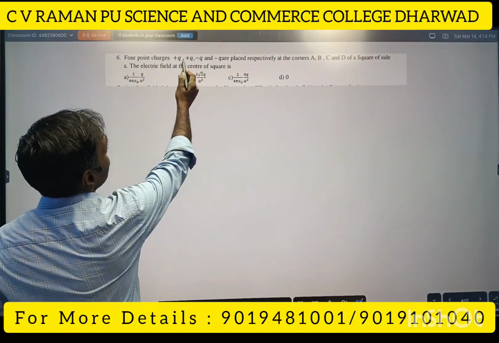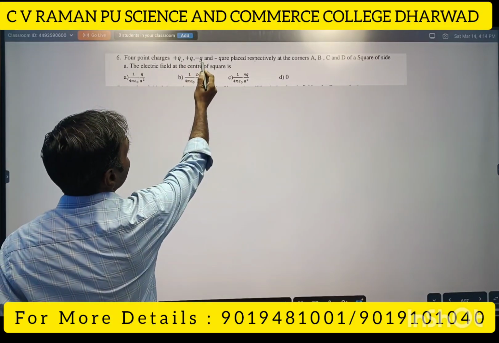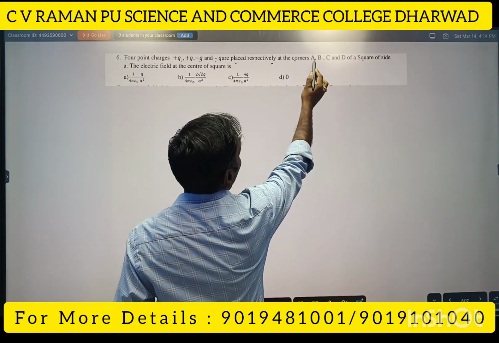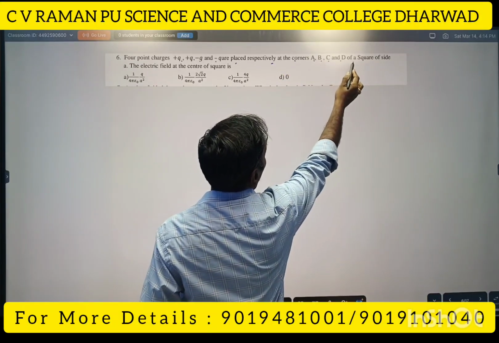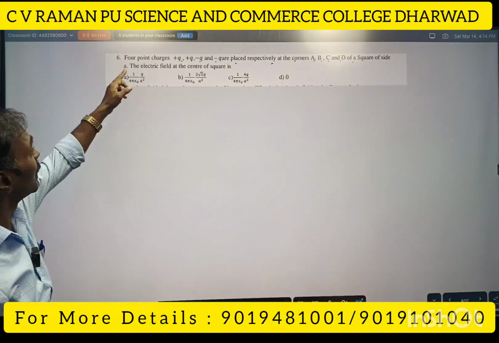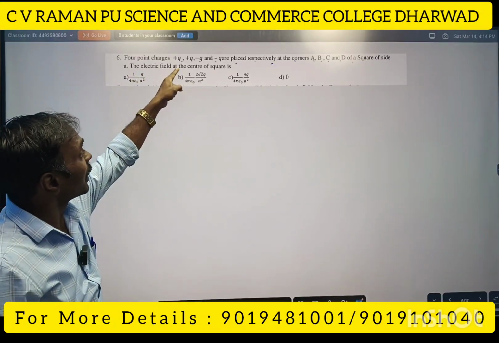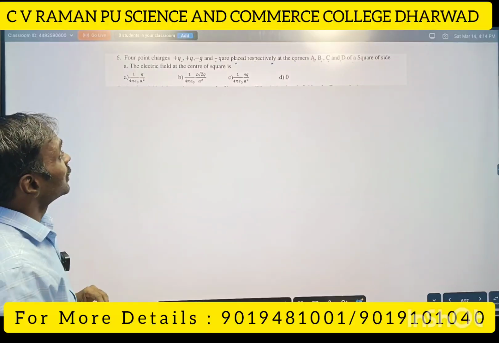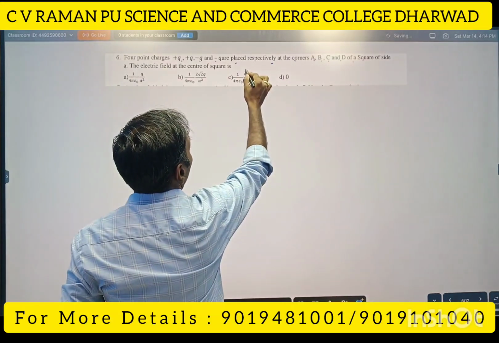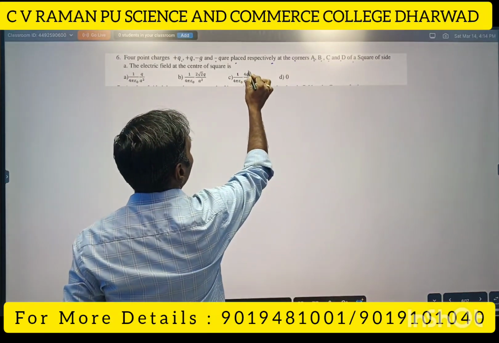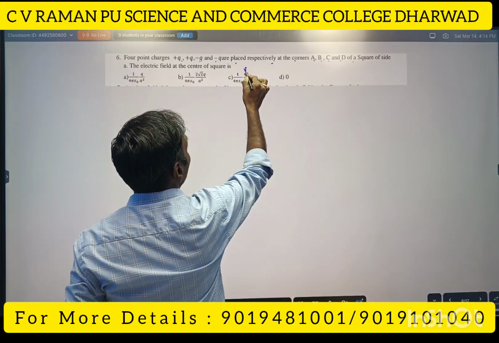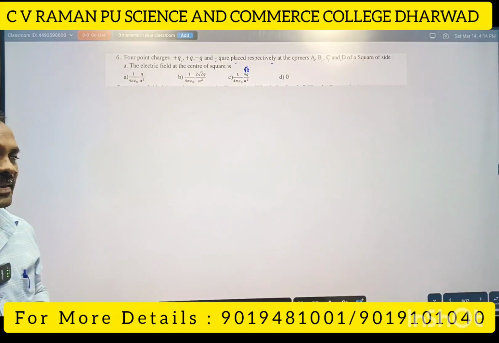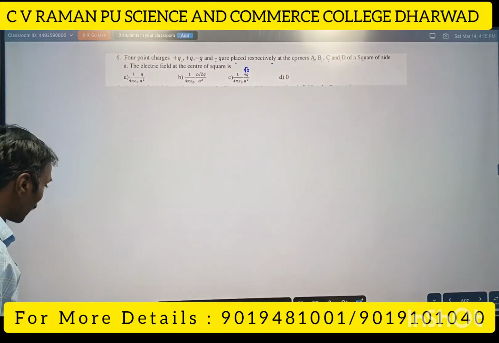4 point charges plus Q, minus Q are placed respectively at the corners A, B, C, D of square of side A. The electric field at the center of the square is, options are given. So in these options, the option C, 1 upon 4 pi epsilon naught, 4 root Q. In option C, root 2 is missing. Now let us solve the questions.